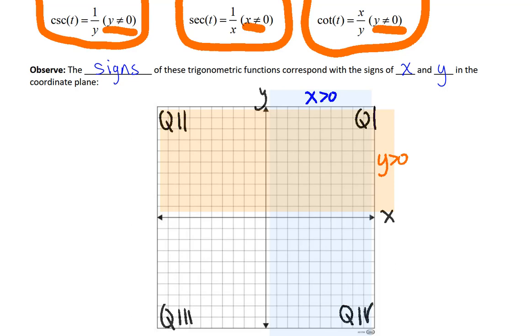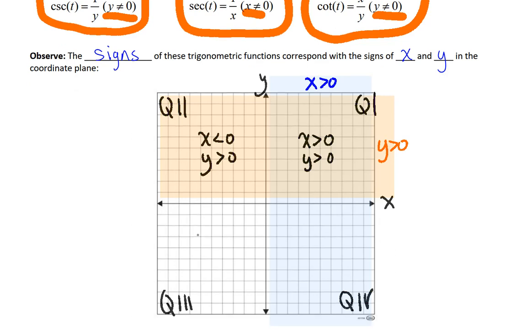So with that in mind, we could summarize where certain things are positive or negative. So for example, in quadrant 1, we have x positive and y positive. Or in quadrant 2, we have x negative, y positive. And there's just combinations of these going all the way around the quadrants. In quadrant 3, they're both negative, so we'd say x is less than 0 and y is less than 0. And then in quadrant 4, we have x positive, so x is greater than 0, and then y is negative, so y is less than 0.